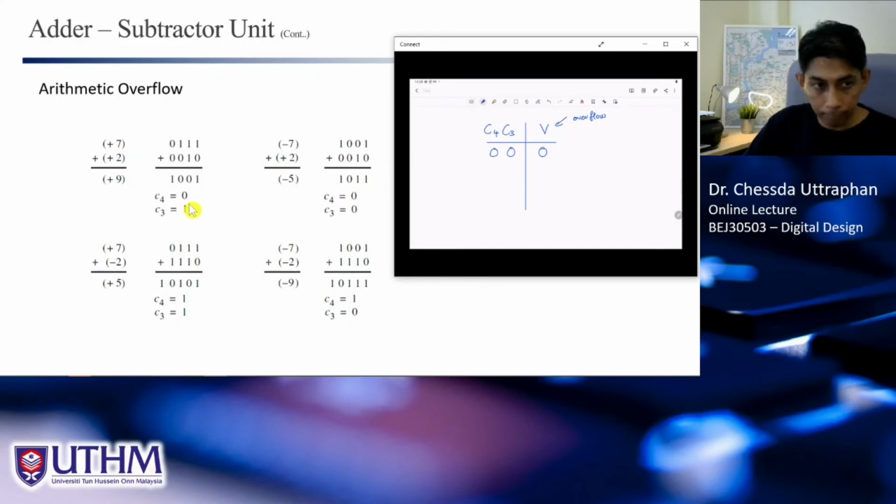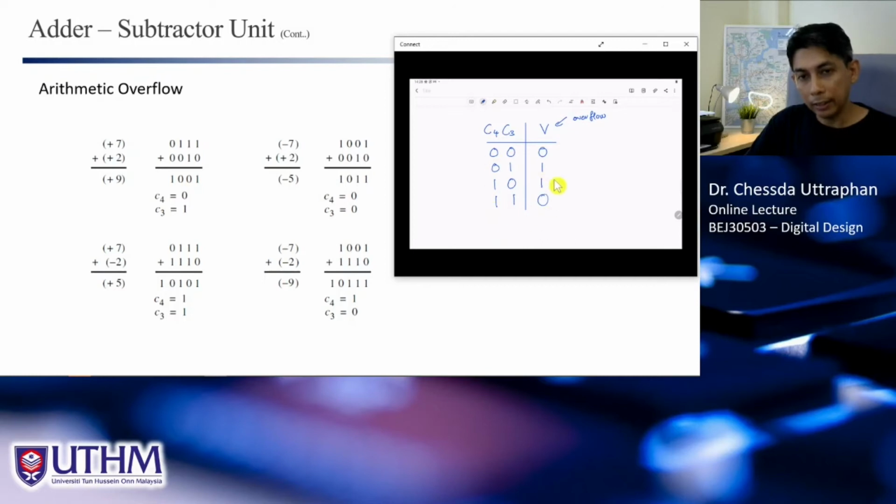If 0, 1, here we have overflow, so this equal to 1. If 1, 0, we have overflow here, right? So V equal to 1. And the last case is this 1, 1. Here we don't have overflow, so V equal to 0. V equal to 0. All right.